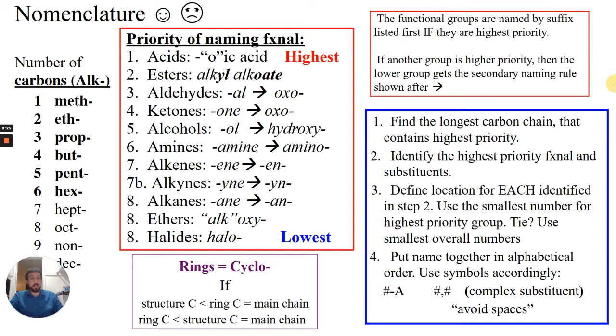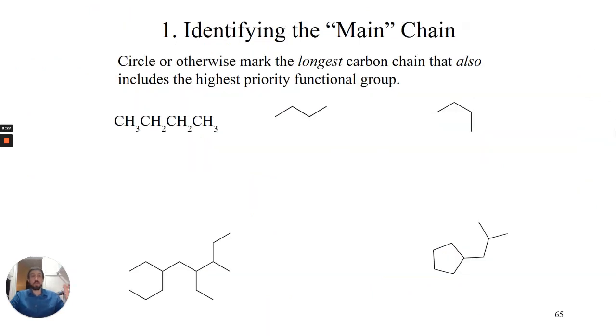After that, let's see if I can get my computer moving. We want to be able to identify our main chain. We've got a variety of different examples to make it a little bit more challenging. One of the notes says that we also have to include the highest priority functional group. All of these are alkanes, so we don't have a functional group to worry about, so we just have to find our longest carbon chain.